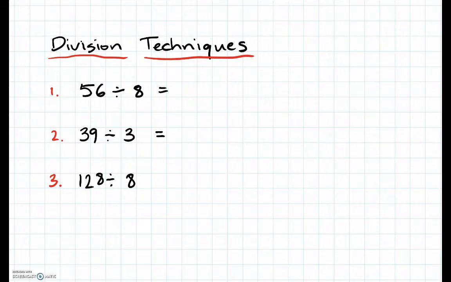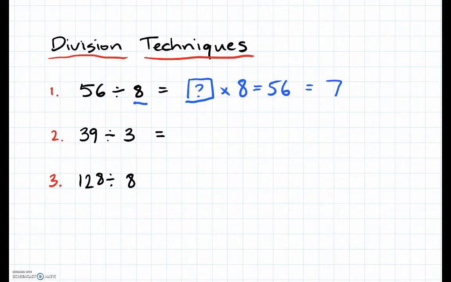The first one, 56 divided by 8. The first technique is to know your times tables. If you know your times tables, then you can ask yourself what number multiplied by 8 gives you 56. And you will know that it is 7 times 8 gives you 56. So knowing your times tables for small divisions like this one is very, very useful to getting quick answers.